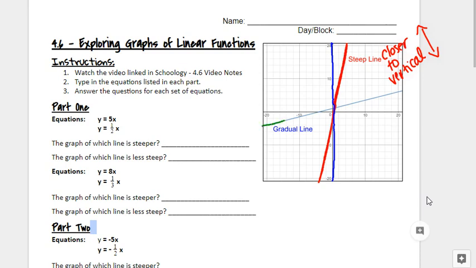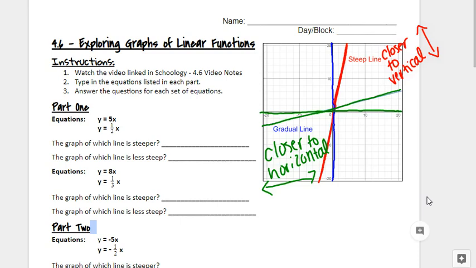If it's a less steep line, we can call it a gradual line or just less steep. It's closer to horizontal. So the closer it is to a horizontal line, the less steep it is. So again, draw a line left to right to remind you what horizontal is.